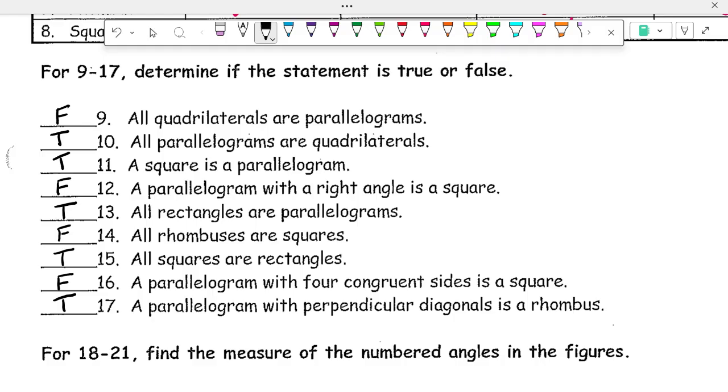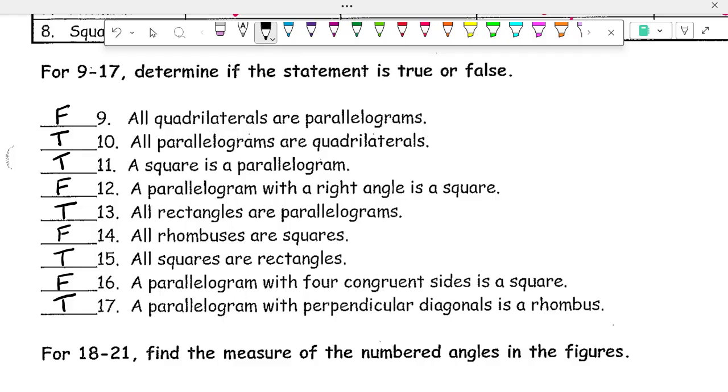The only one that doesn't kind of overlap is the kite. It has all the properties of a quadrilateral, but that's it. So that's how you read the hierarchy. The lower it is, the more it has all the same properties as the shapes above it.